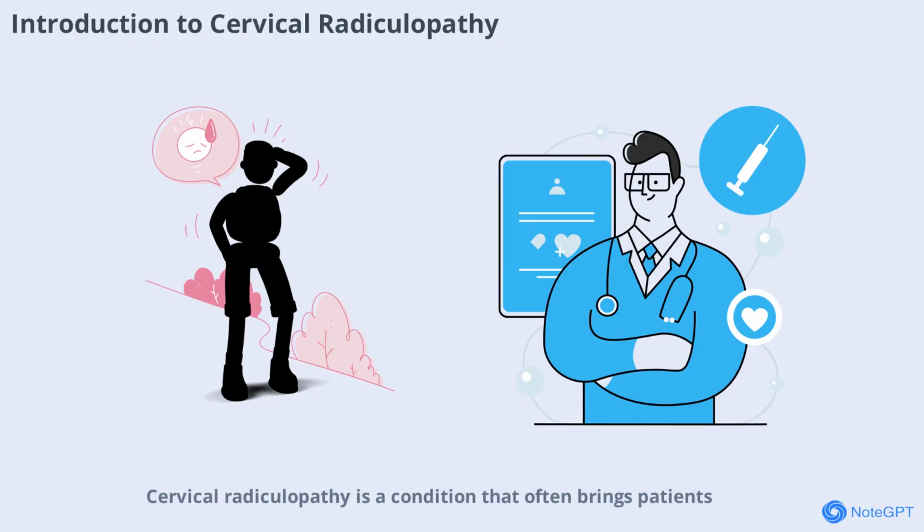Cervical radiculopathy is a condition that often brings patients to the clinic with complaints of neck and arm pain, tingling, or weakness. However, not all symptoms that look like cervical radiculopathy are actually caused by nerve root compression. In fact, a significant number of patients with suspected cervical radiculopathy actually have musculoskeletal disorders that mimic these symptoms. Understanding the difference is crucial for accurate diagnosis and effective treatment. In this video, we'll explore the various musculoskeletal conditions that can imitate cervical radiculopathy, why they matter, and how clinicians can distinguish between them for better patient outcomes.